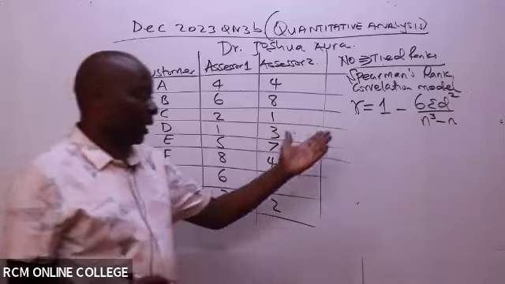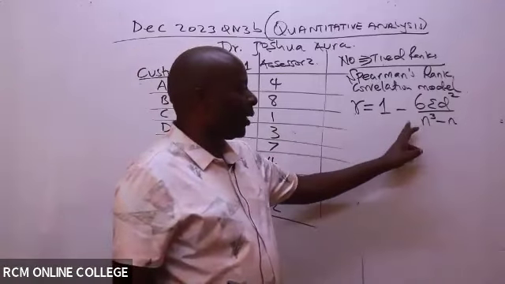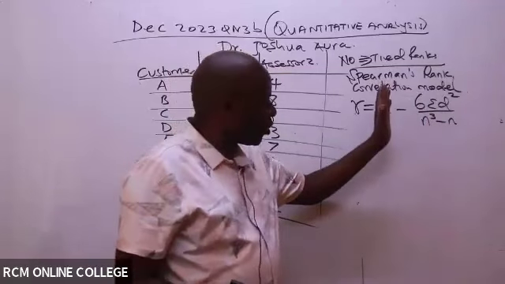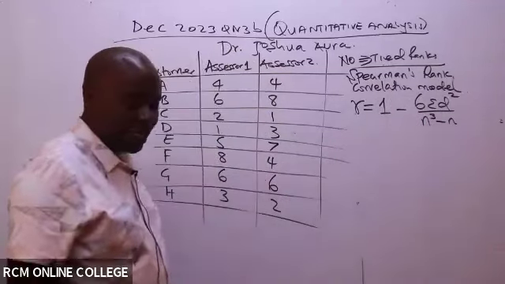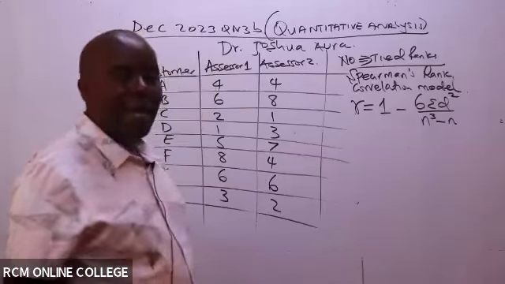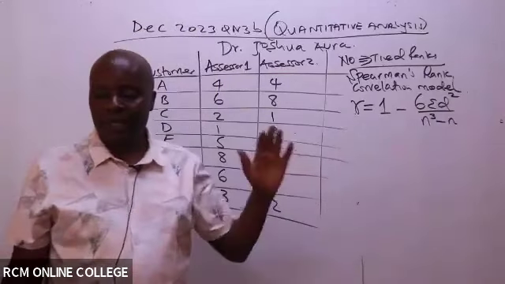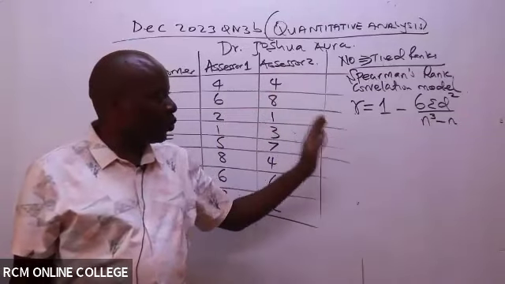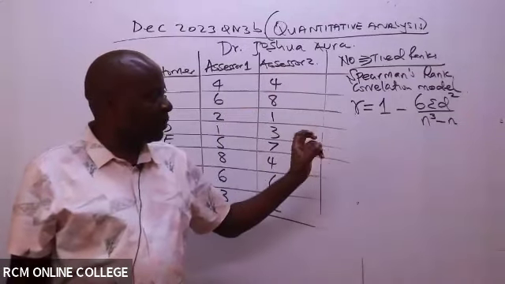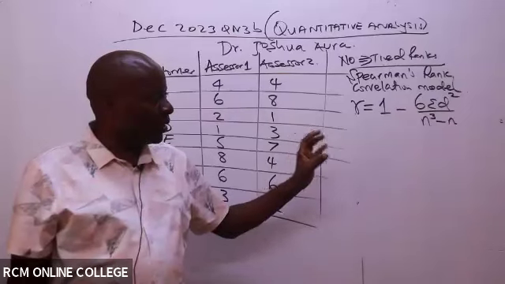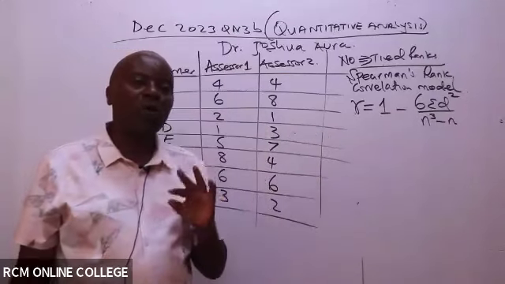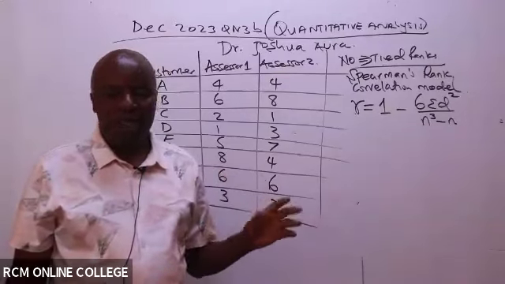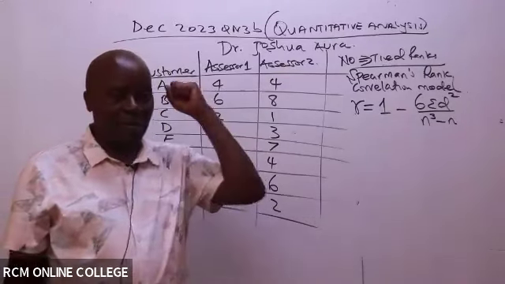Of course, your teachers may have been putting just N outside. If I put 1 N outside, that will be N squared minus 1, but I like it this way. Can I get to know, ladies and gentlemen, whether you have been able to write up to here, where we have R equals 1 minus 6 summation of d squared all over n cubed minus n. Here we shall not use Karl Pearson's. No, we are not using Karl Pearson's here. We are using the Spearman's model.